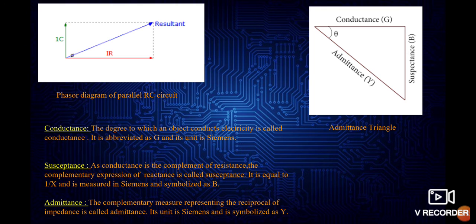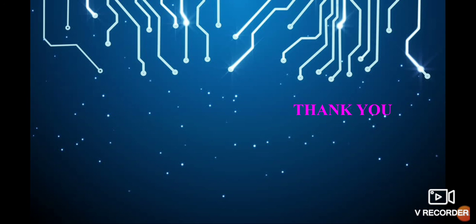Similarly, the complementary measure representing the reciprocal of impedance is called admittance. Its unit is also Siemens and it is symbolized as capital Y.